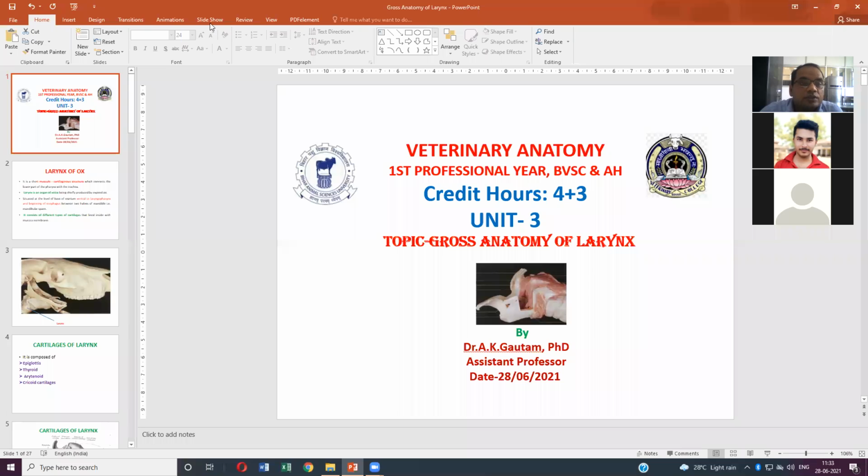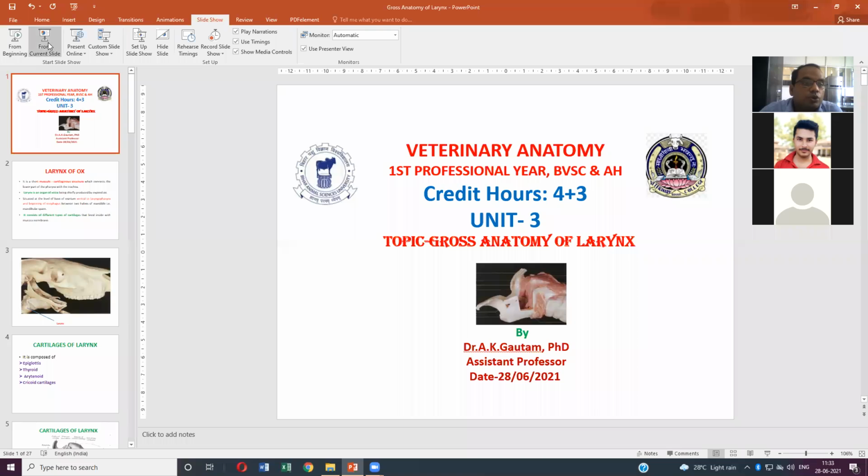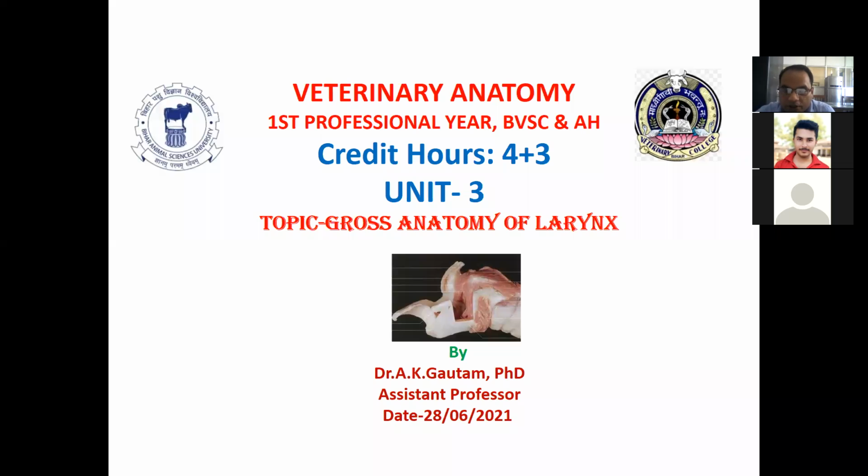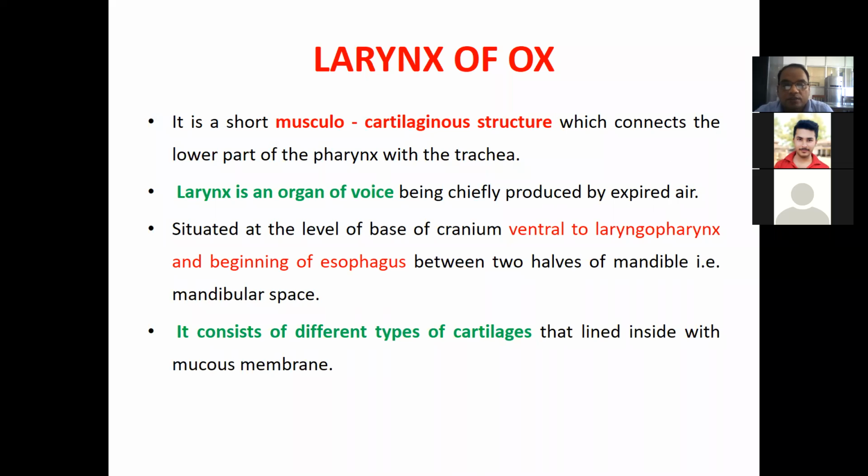So this larynx is a sound producing organ. This sound producing organ has different types of cartilage. So it is called a musculocartilaginous structure situated between the laryngopharynx and the beginning of the esophagus. As I told you, it has different types of cartilage. What are those cartilages? That is the epiglottis, thyroid, cricoid, and the arytenoid cartilage.